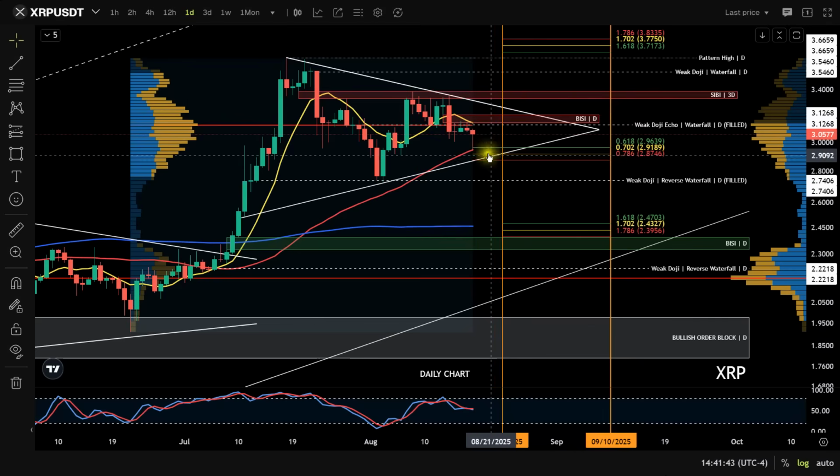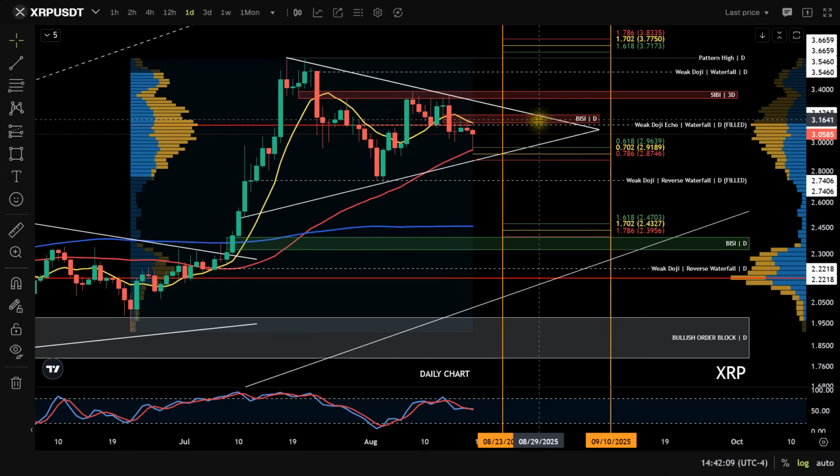Meaning if price gets rejected off of this, we could come down and retest this lower trend line again. But as I've said in my previous videos, I do believe that it's most likely that we are going to see higher levels first before seeing any major declines. It doesn't necessarily have to happen that way, but I think that's what we're going to see.